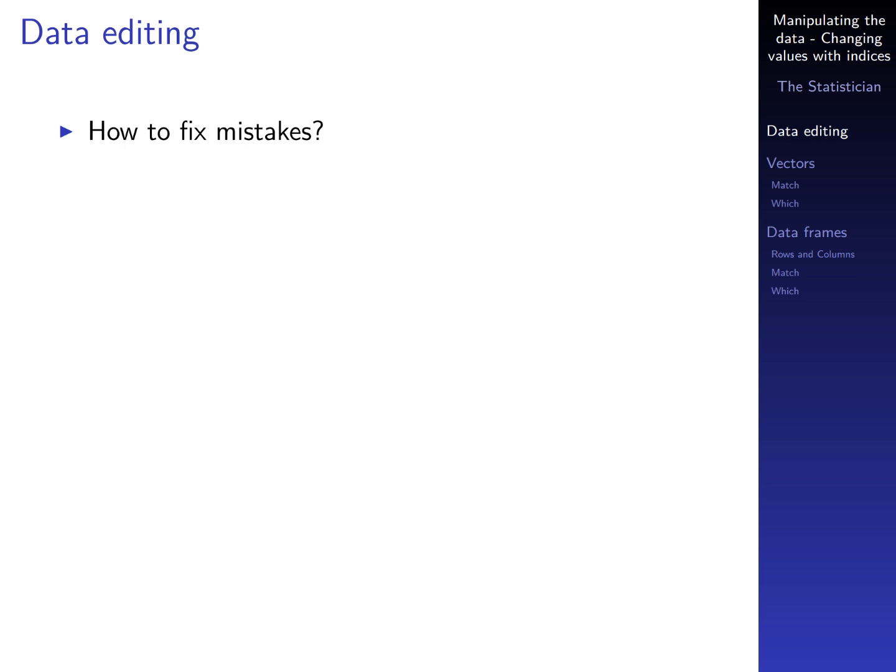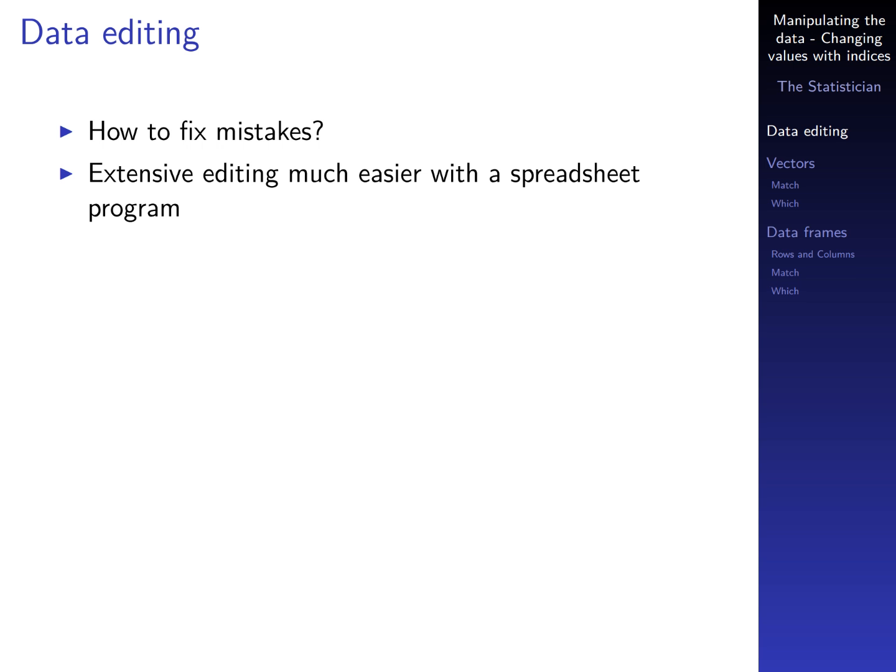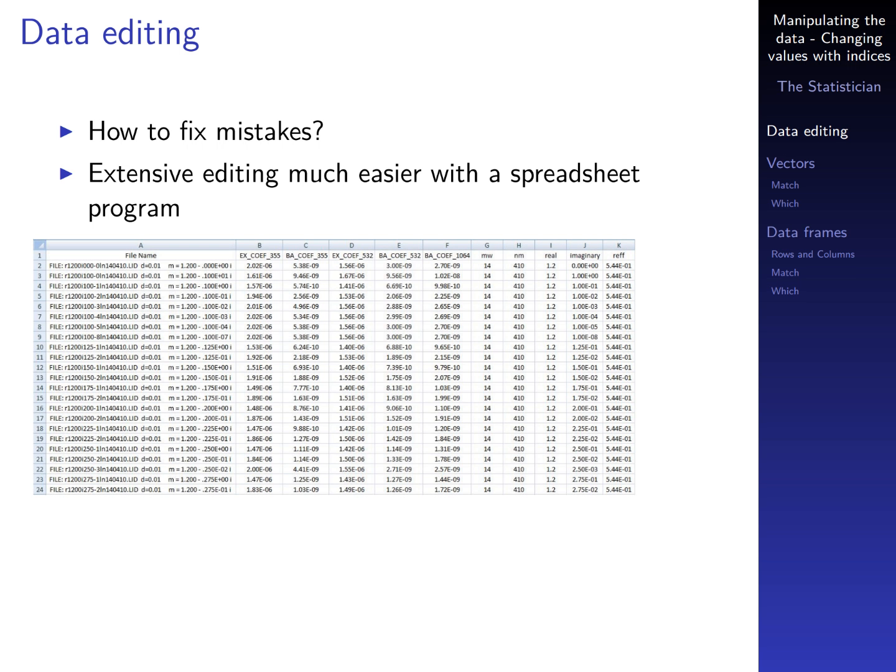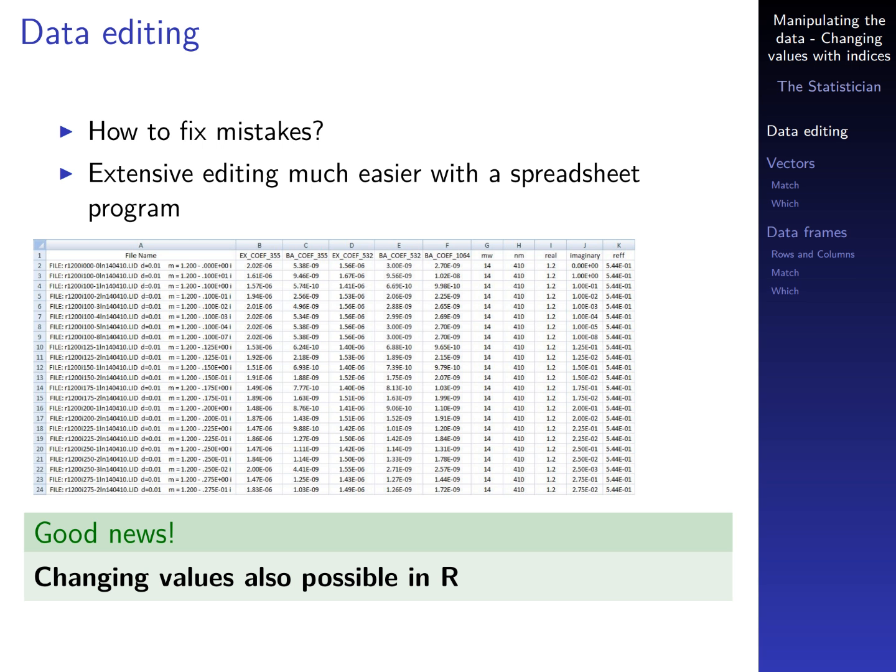So, sometimes when we write our data, there might be some mistakes. How do we fix those mistakes? Well, personally I usually use some kind of spreadsheet program like Microsoft Excel. If you have lots of data, it's just easier that way. But we can also fix our data in R. Let's see how it happens.